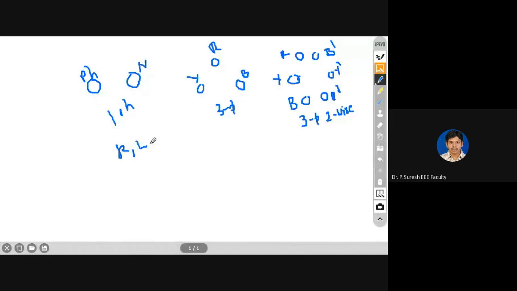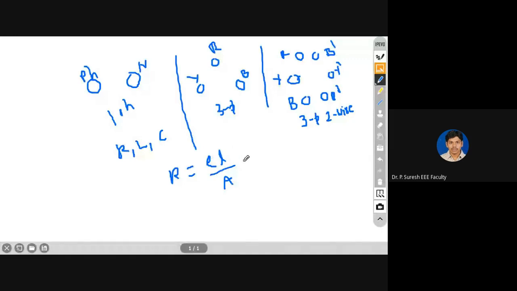We have to know the design parameters and the formulas for calculating resistance, inductance, and capacitance of these transmission systems. I will recall the formulas, then we can directly solve some previous year questions. Can anyone tell me the formula for resistance? R equals rho L by A, where rho is the resistivity, L is the length of the transmission line, and A is the cross-sectional area. The unit is ohm.